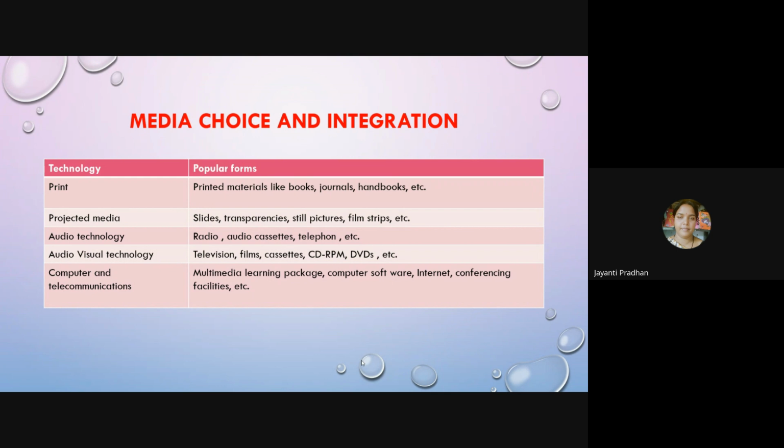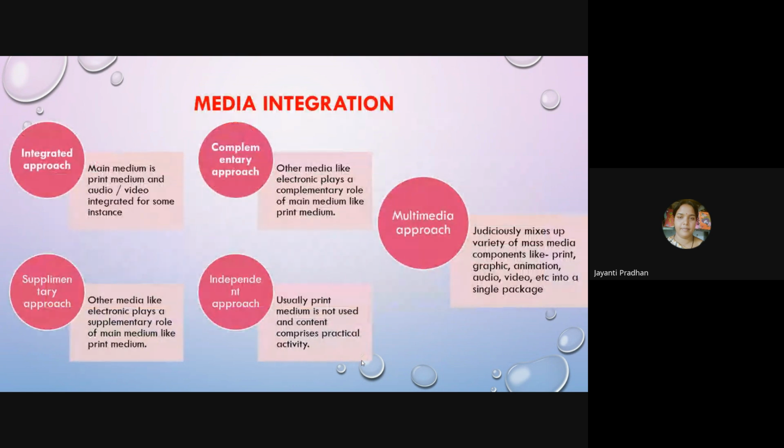Computer and telecommunication. Here, by using computers and so many features, we are able to develop multimedia learning packages, computer software, internet, conferencing facility, video conferencing, all these things. So these are the kinds of media or technology that can assist us to choose the media for particular content and integrate that media for delivery of the content.